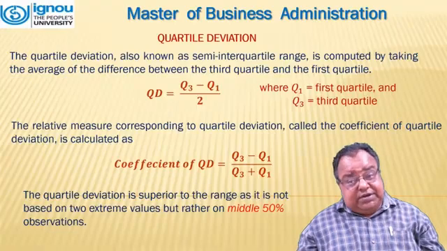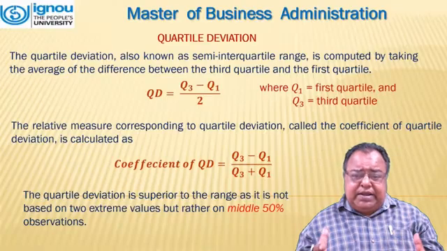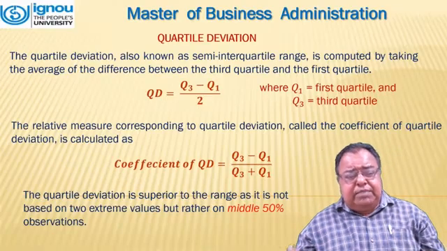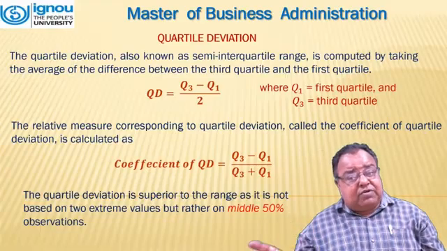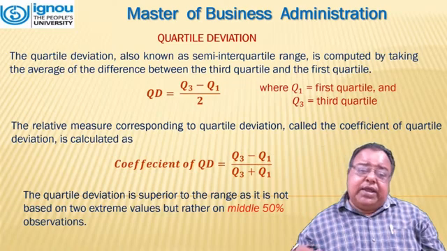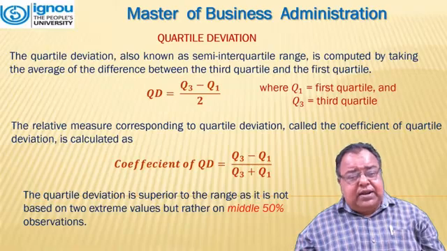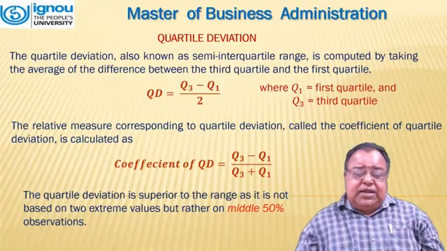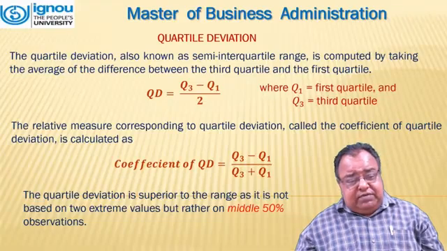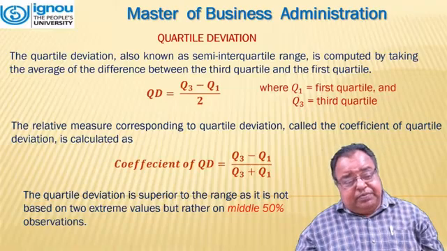Then comes quartile deviation. The quartile deviation, which is also known as the semi-interquartile range, is computed by taking the average difference between the third quartile and the first quartile. That is, QD is equal to (Q3 minus Q1) by 2, where Q3 is the third quartile and Q1 is the first quartile. The relative measure corresponding to quartile deviation is known as the coefficient of quartile deviation, which is evaluated as (Q3 minus Q1) by (Q3 plus Q1).